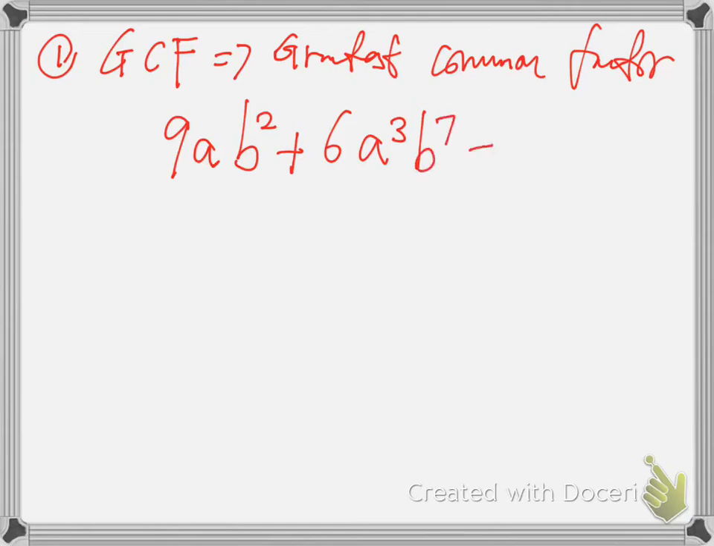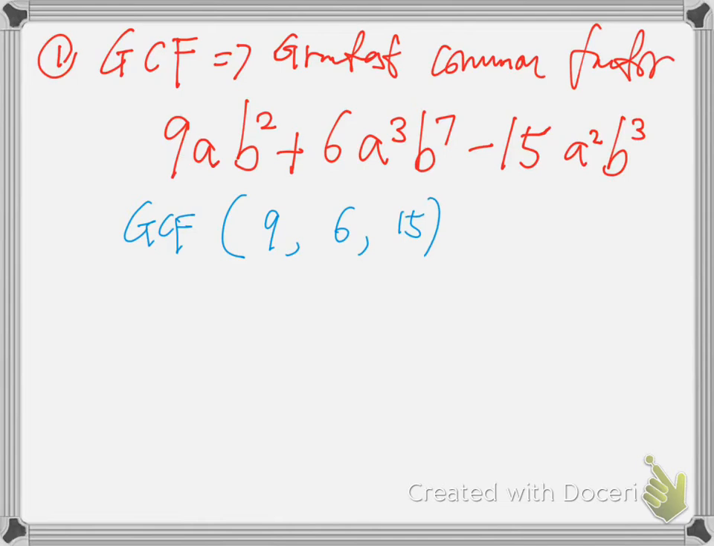plus 6a cubed b to the 7 minus 15a squared b cubed. First we want to find the GCF of the number parts only. We have 9, 6, and 15. So what's their common factor? This is 3 times 3, this is 3 times 2, this is 3 times 5. So you'll see the common part is 3. So the GCF is 3 for the number part.